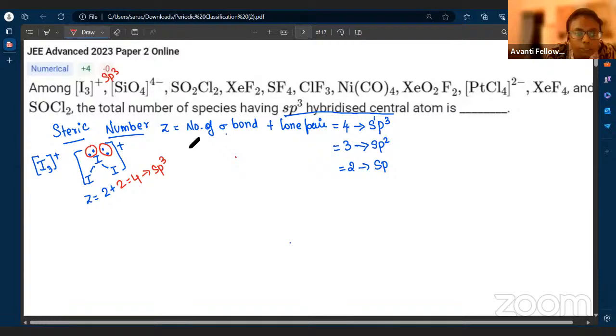Can you draw the Lewis structure for SiO4 4 minus? You have 4 oxygens attached to silicon and each oxygen has a minus charge. Oxygen would normally form a double bond with 2 lone pairs, but here there is one negative charge, which means it is going to form 4 single bonds. Now what is the steric number? For SiO4 4 minus, it is 4, so this also shows sp3 hybridization. Now moving to SO2Cl2.